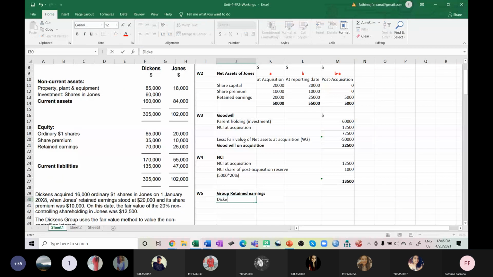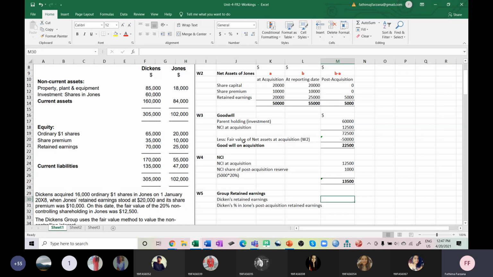So I'm going to take Dickens' percentage in Jones' post-acquisition profit. Only the terminology is different, the remaining is all the same. Coming to retained earnings, where can you find this value? Where is it given? The balance sheet. In the balance sheet, how much is it given?